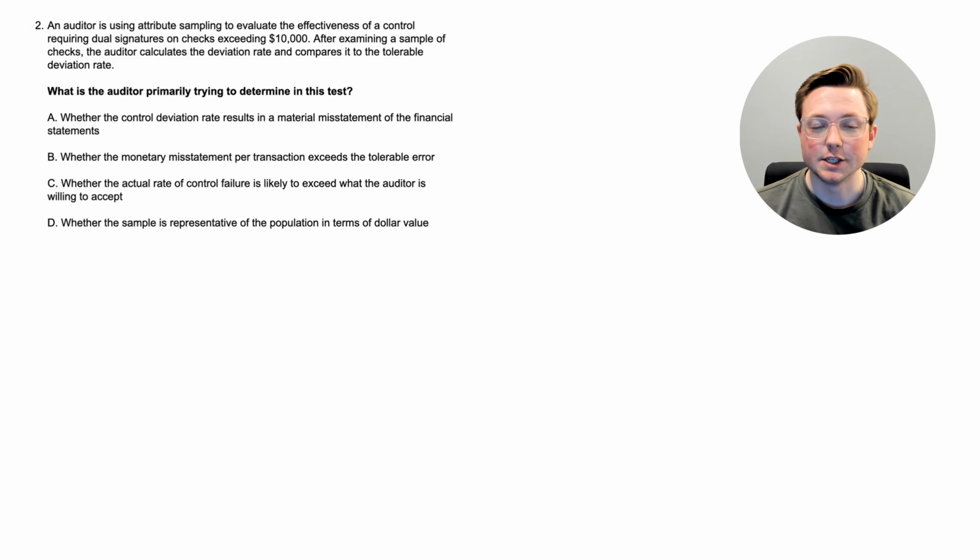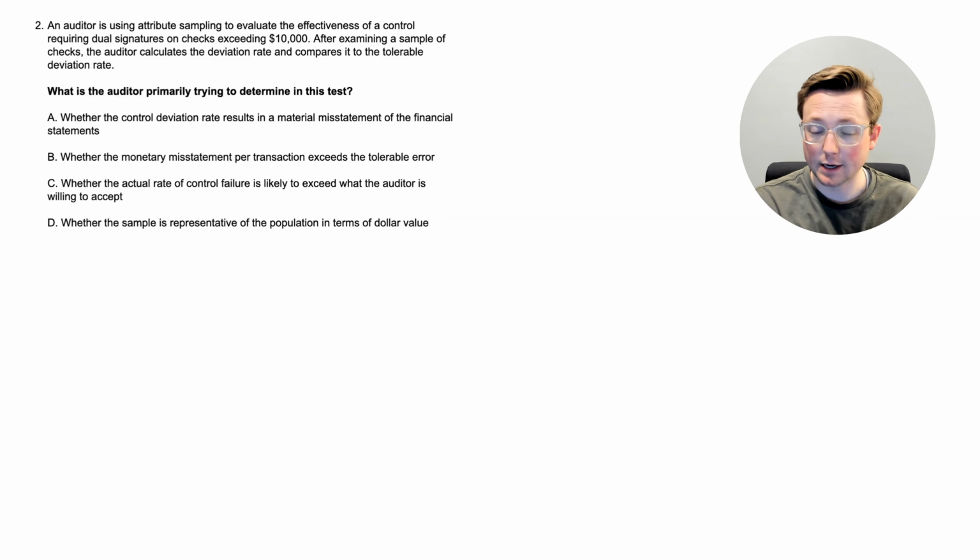All right, here we are at question 2. What is the auditor primarily trying to determine in this test? Let's go up to the top. An auditor is using attribute sampling to evaluate the effectiveness of a control requiring dual signatures on checks exceeding $10,000. After examining a sample of checks, the auditor calculates the deviation rate and compares it to the tolerable deviation rate. So again, what are they trying to determine in this test?